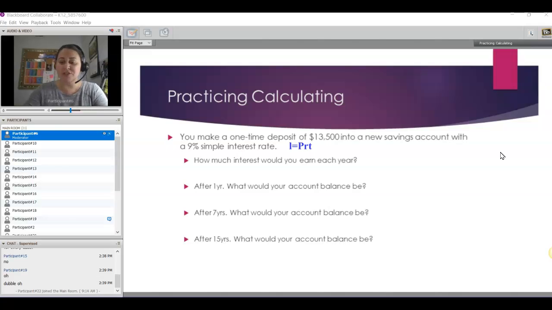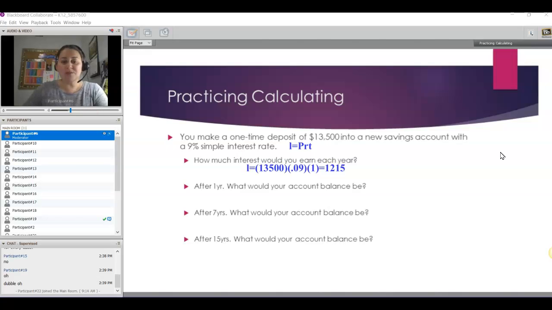So our bigger number is 13,500. I'm going to multiply it by my interest rate, which is 0.09. Again, I have to change it into a decimal. And then I'm going to multiply it by 1. When I do that, 13,500 times 0.09, I get $1,215, okay? So that would be my interest after 1 year.